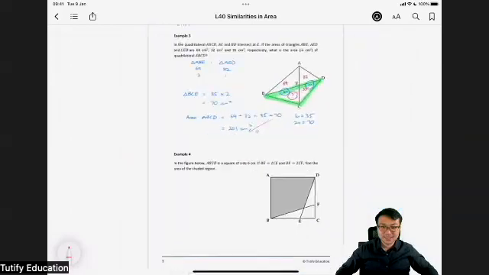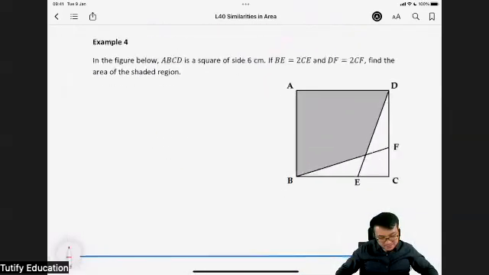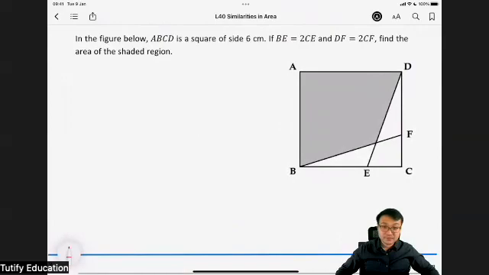Okay, no questions. Then let's try example 4. Example 4 is also making use of the same concept, students. Let me ask Abby.